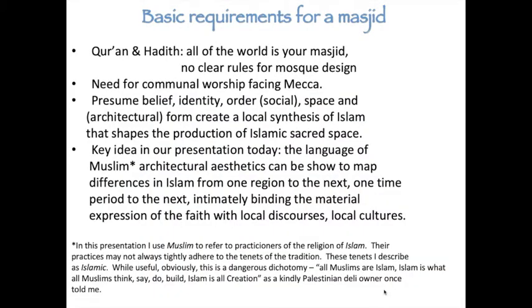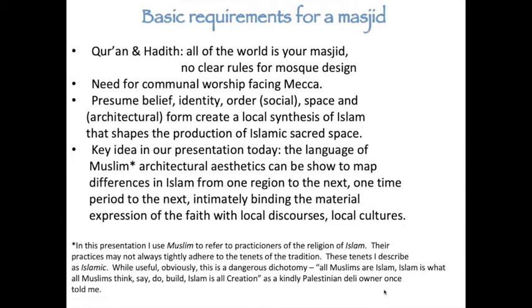Basic requirements for a mosque. If we look in the Quran and the Hadith, or the writings about what Muhammad said and did, we're going to be kind of out of luck and frustrated, because there's no specific recommendations for what a mosque should look like. In fact, there's a phrase in the Quran that says, all of the world is your masjid. Well, that's helpful, but it doesn't give us much by way of design cues.